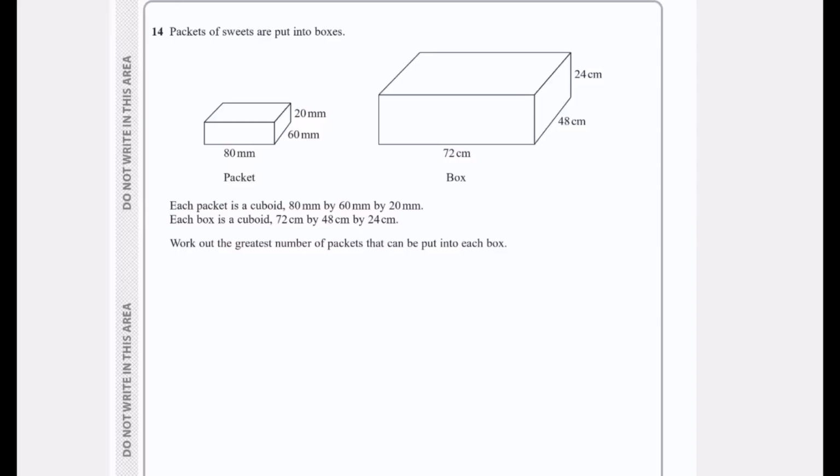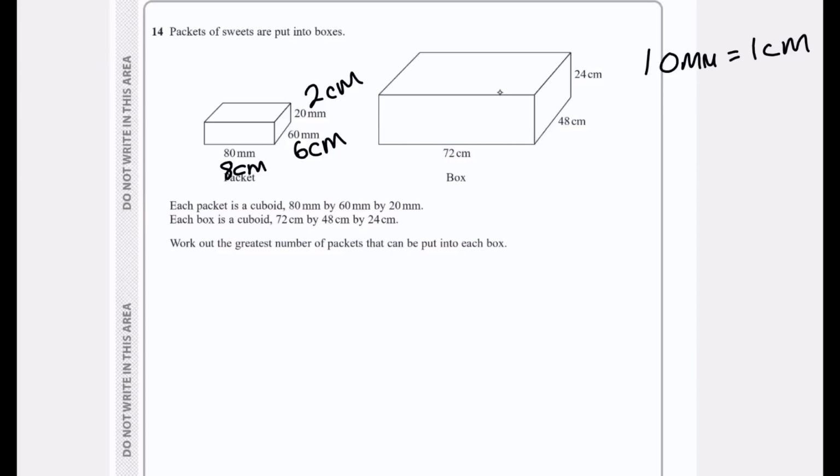Packets of sweets are put into boxes. Each packet is a cuboid, 80 millimeters by 60 millimeters by 20 millimeters. Each box is a cuboid 72 centimeters by 48 centimeters by 24 centimeters. So we've got different dimensions here. Let's just change the packet into 8 centimeters, 6 centimeters, and 2 centimeters. So each 10 millimeters is the same as 1 centimeter. So how many of these can we fit in?